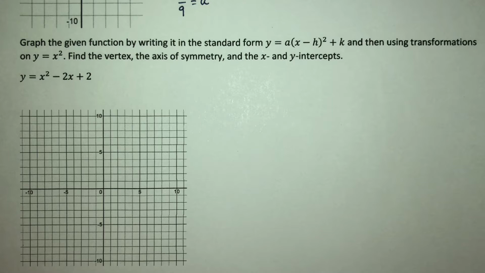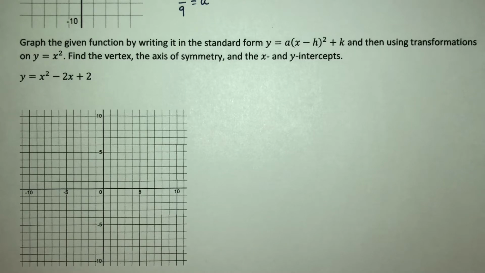Okay, so let's graph the given function by writing it in standard form, y = a(x - h)^2 + k, and then using the transformations on y = x squared. Find the vertex, axis of symmetry, and the x and y intercepts. We actually did a problem something like this in the last chapter, at the end of a section, and I called it looking ahead.